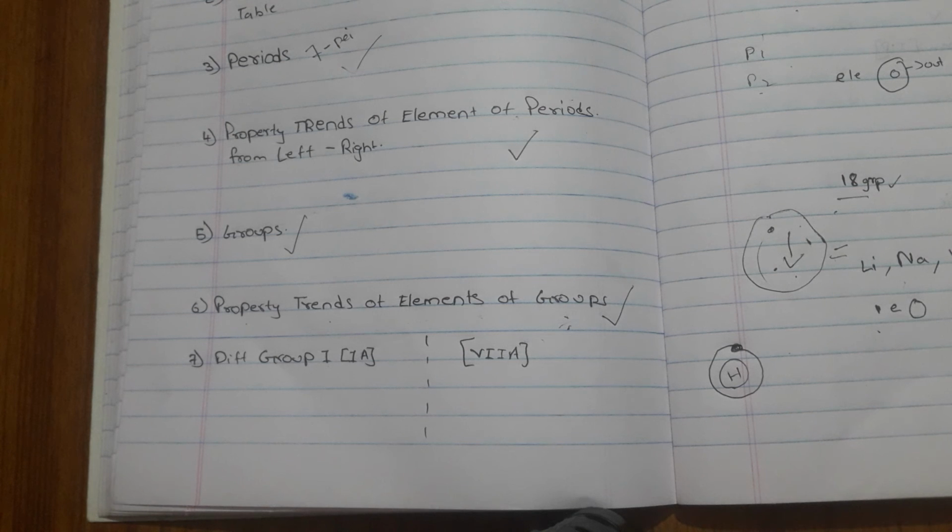Now moving to the nature: 1A elements, that is group 1 elements, are highly reactive, highly electropositive, light and soft metals. Coming to 17A elements, that is the 17th group, they are highly reactive, highly electronegative and non-metallic.